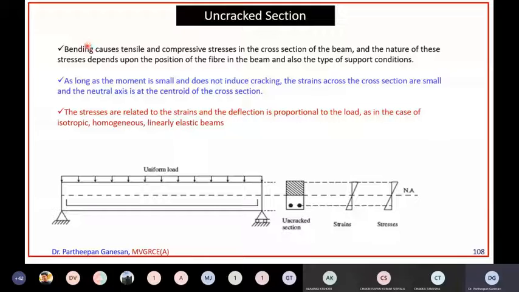Now, bending causes tensile and compressive stress in the cross section of the beam, because above the neutral axis these are all compression, and below the neutral axis these are all tensile. The nature of this stress depends upon the position of the fiber in the beam and also the type of support. If your fiber is somewhere here, you are in compressive stress. If your fiber is somewhere here, it is in tensile stress. As long as the moment is small, because of this external load there will be some moment developed in the beam. As long as the moment is small and does not induce cracking in the structure, the strains across the cross section are small, and the neutral axis is the centroid of the cross section.